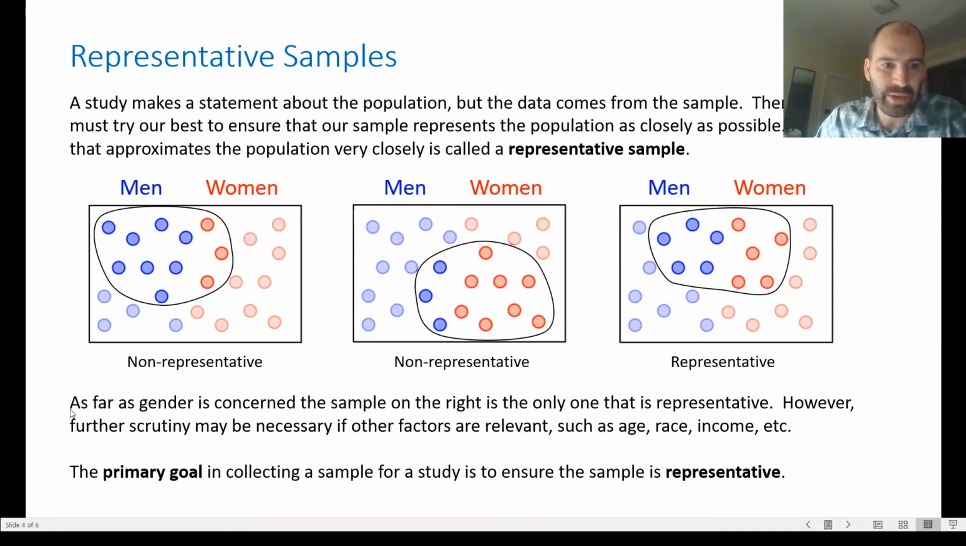So that's what I'm saying down here. As far as gender is concerned, the sample on the right is the only one that's representative. However, further scrutiny may be necessary if other factors are relevant, such as age, race, income, etc. If you're doing a survey about, like I said, satisfaction with life, income in particular might be something that you want to make sure you've captured in a representative sense in your sample. So the primary goal in collecting a sample for a study is to ensure that the sample is representative. If it's not representative of the population, then why should we be able to draw any conclusions from it? You're just talking about something else.